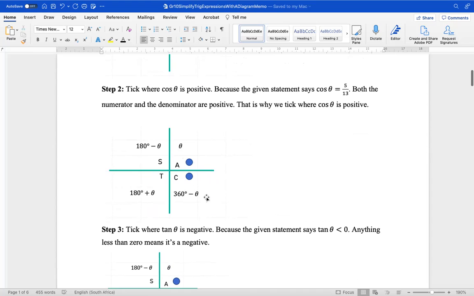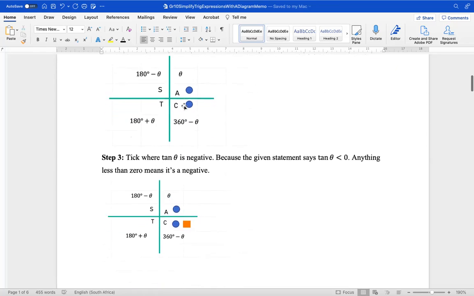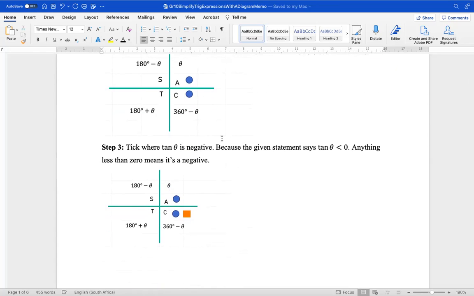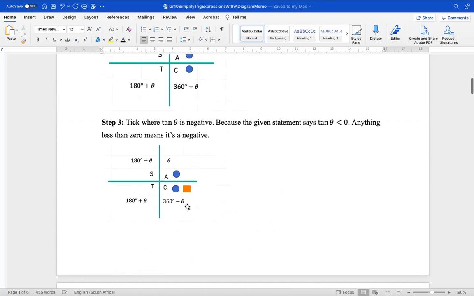Step 3, also from the clause, because it says and where tan is negative. Now you use a different marker. If you had used a tick and a tick over here, you can use a cross. I used an orange square to say that this is where tan is negative. Step 4 says now we need to zoom onto quadrant 4, wherever you have two occurrences. We have a circle and a square, a blue occurrence as well as the orange occurrence. This is our playground based on the given statement.